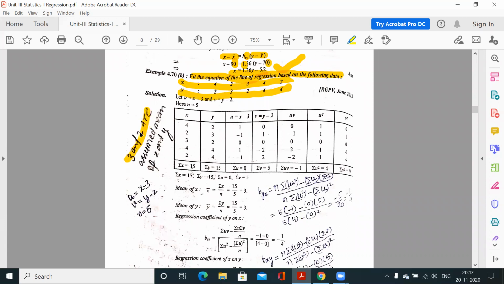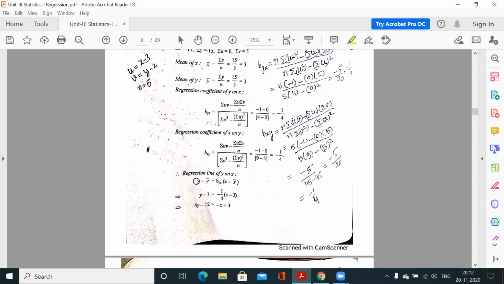I have assumed that 3 is the assumed mean for x and 2 is the assumed mean for y. So we have to find out both the lines. So what was the first line?